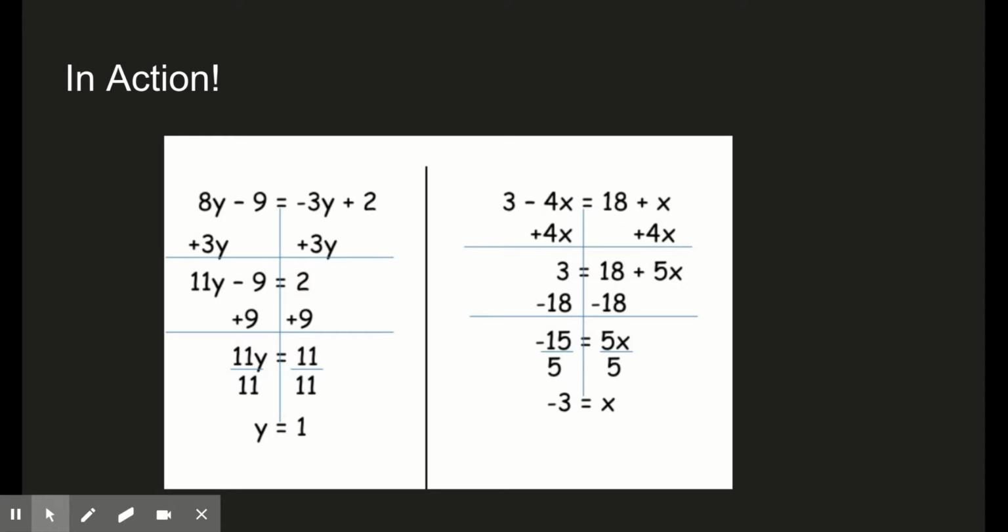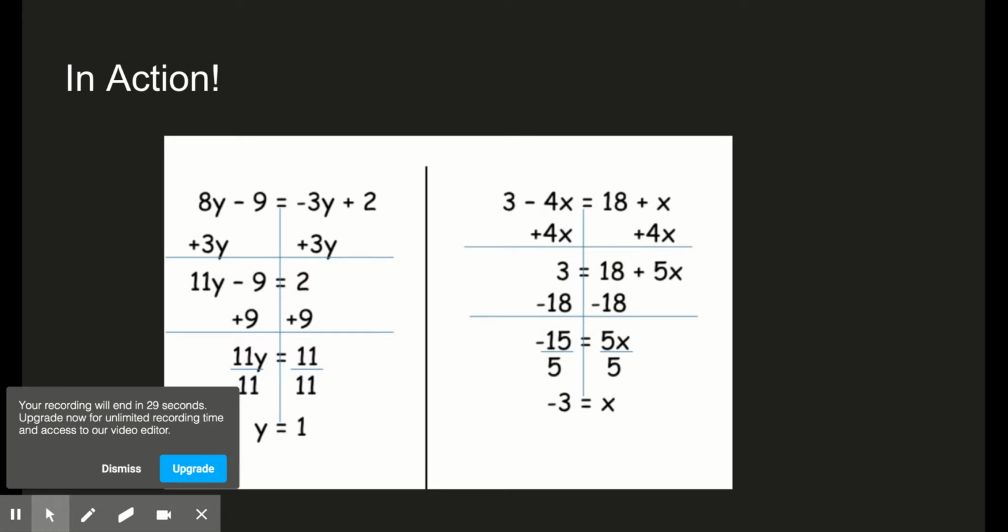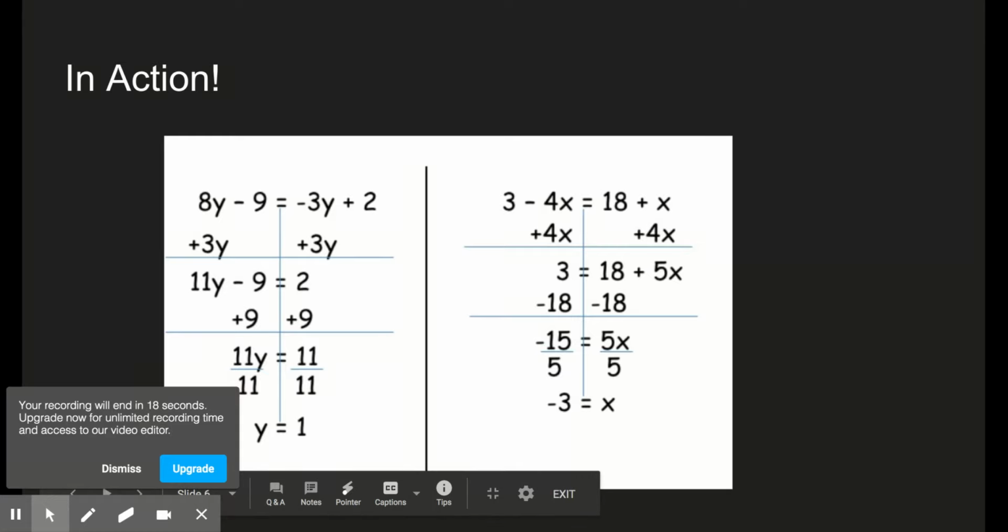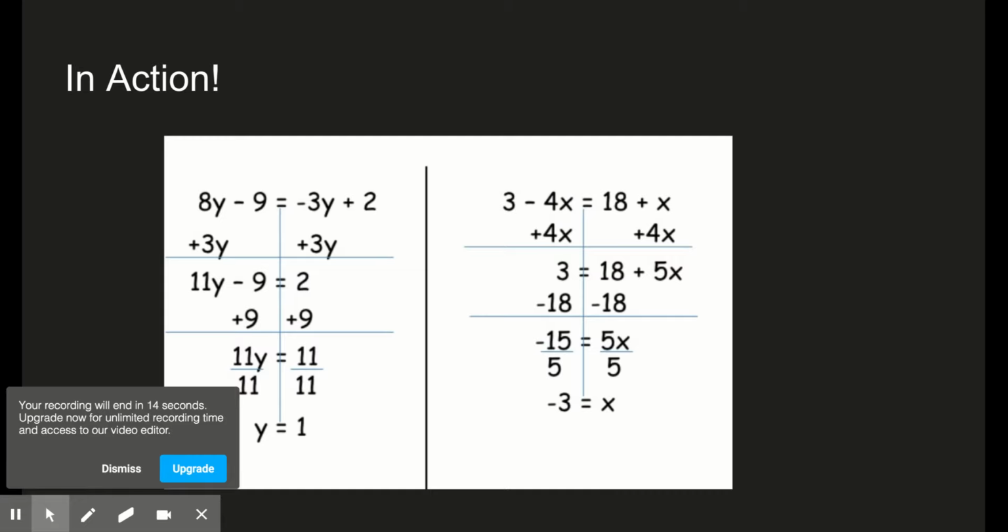So looking over here, the same thing, all right? We have 3 minus 4x equals 18 plus x. We're going to just move it over. Plus 4x on both sides, and then bring it down. 3 equals 18 plus 5x. Remember, because this x is just a 1. Then we're going to move over our 18. Minus 18, we're doing the opposite. And same thing, you're just going to divide it out, okay?